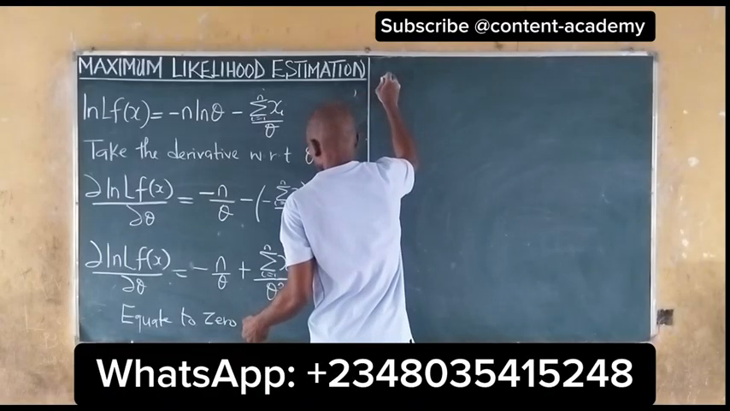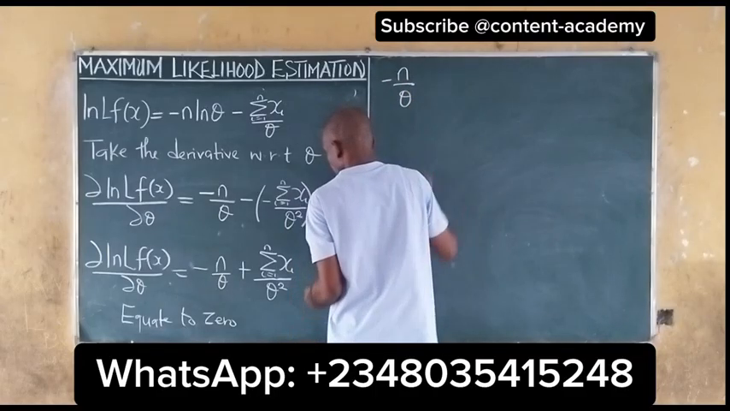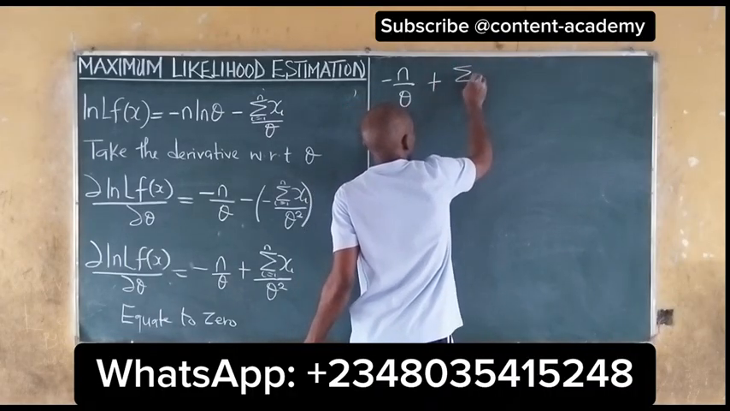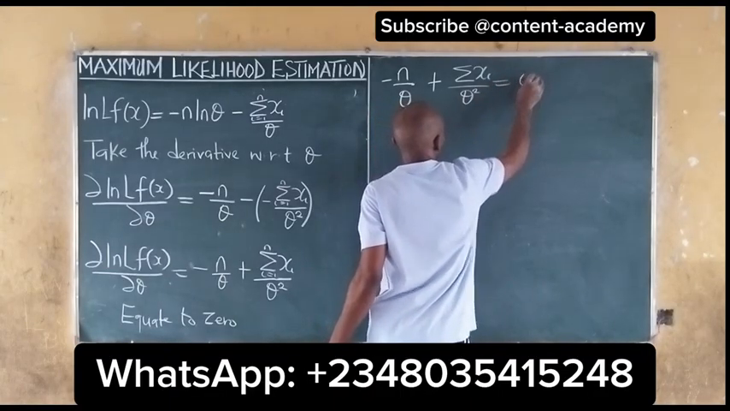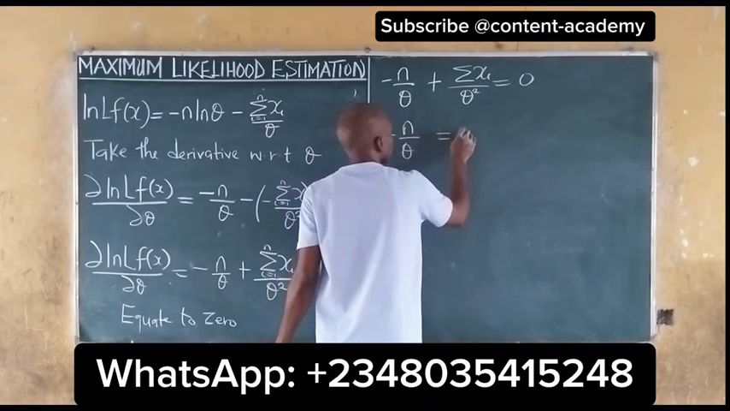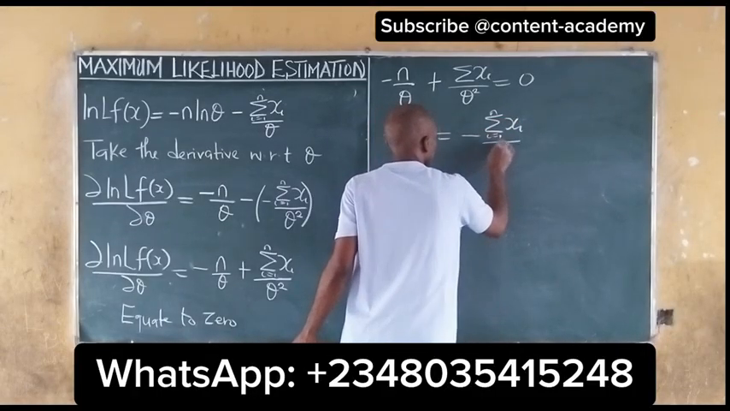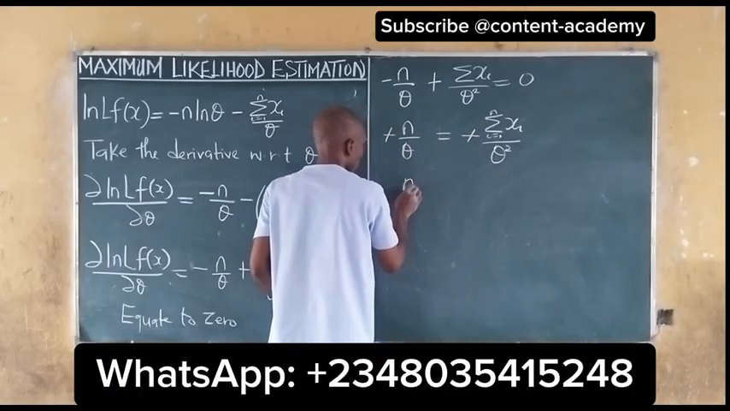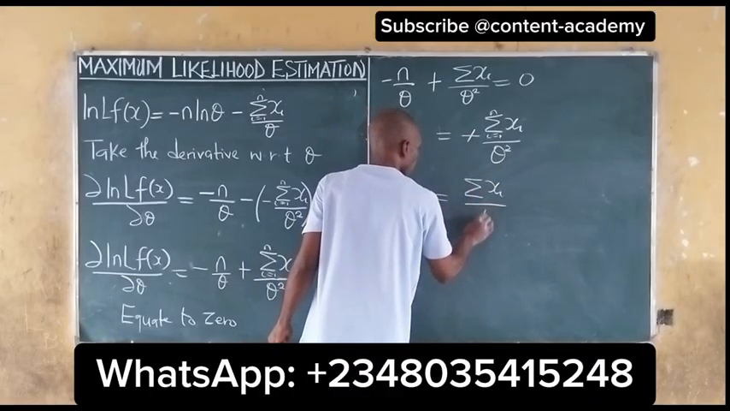So equating to 0, we can write it as negative n all over theta plus summation of xi all over theta squared to be equal to 0. So this can be written as negative n all over theta equal to negative summation of xi as i running from 1 to n all over theta squared. So the negatives cancel. We are left with n all over theta is equal to summation of xi all over theta squared.